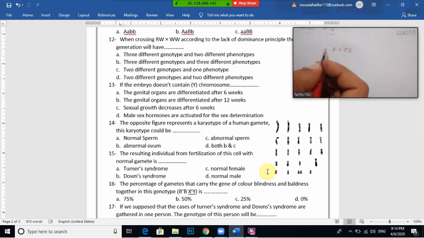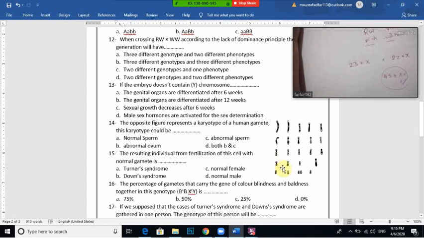So if this ovum or sperm fertilizes a normal gamete, 22 plus X or 22 plus Y, the resulting individual will be 45 plus XX, or XY if the sperm contains Y chromosome. And this is the genetic structure of Down syndrome. So if this gamete fertilizes the normal gamete, Down syndrome is produced.